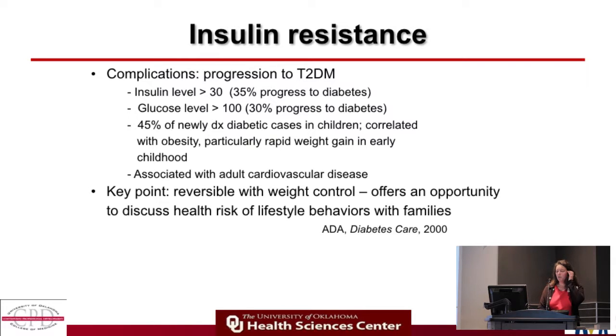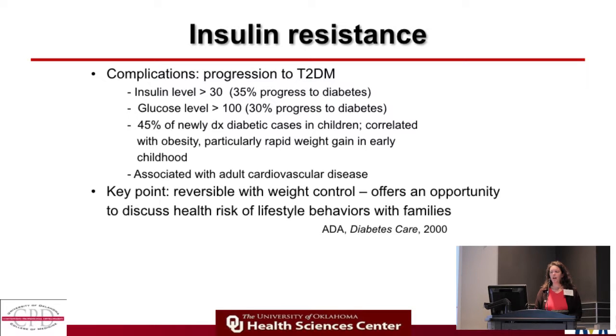So why is it important? Obviously, the progression to type 2 diabetes. Of those that have hyperinsulinemia, 35% progress to diabetes. Of those that have impaired fasting glucose, about 38% progress to diabetes. 45% of our newly diagnosed diabetes, kids with diabetes, have type 2 diabetes, especially if they've had rapid weight gain in early childhood.